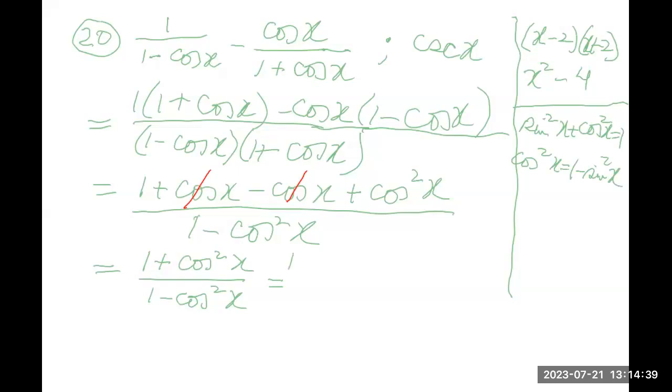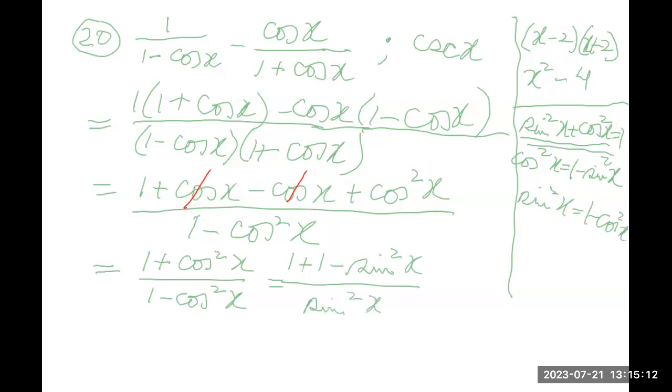1 plus 1 minus sine square x. Similarly, in this identity sine square x plus cosine square x equals 1, if you subtract cosine square x from both sides, that leaves you with sine square x equals 1 minus cosine square x. And that's what we have in the denominator. So 1 minus cosine square x is just sine square x. And that gives us 2 minus sine square x over sine square x.